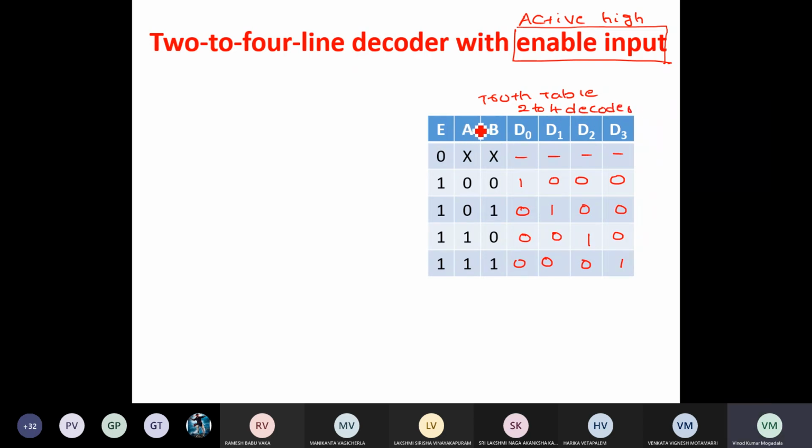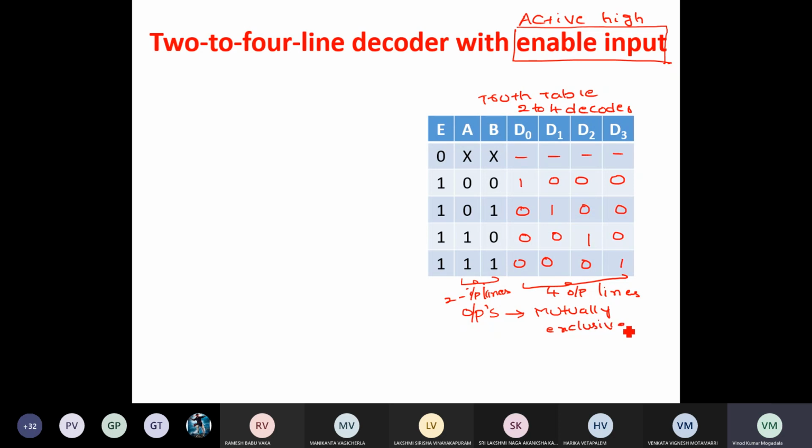So we have 2 input lines and 4 output lines. So why is it active high? Because we are getting the operation only if the enable input is 1. If enable input is 0, irrespective of the value of A and B, we will not get any output. So the other thing is outputs are mutually exclusive.